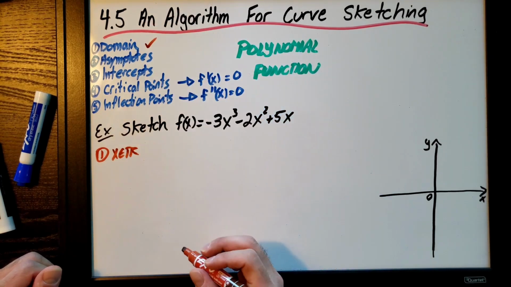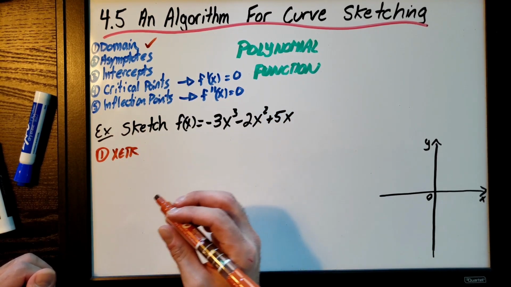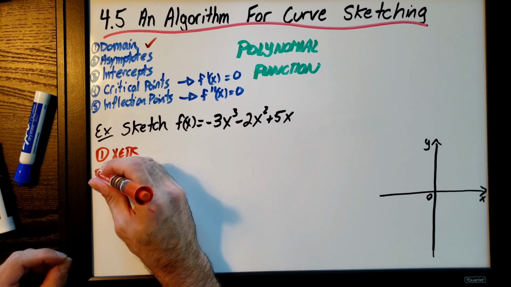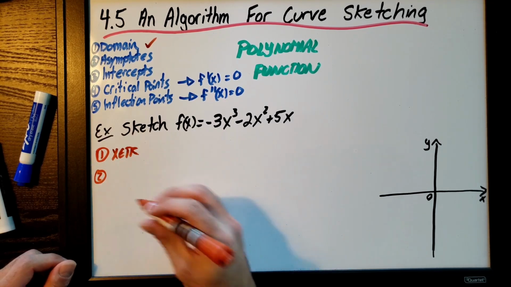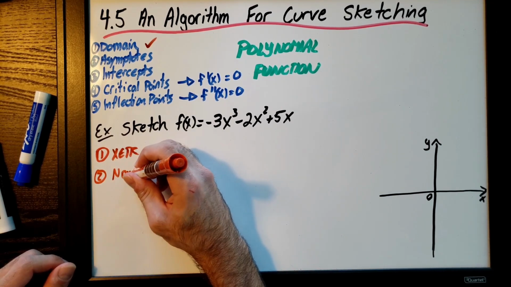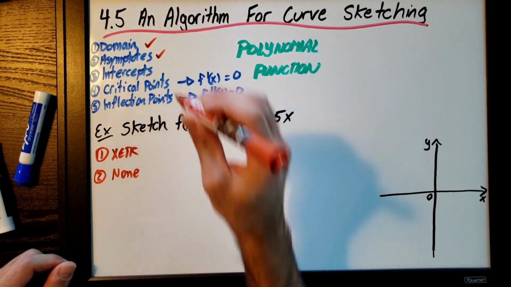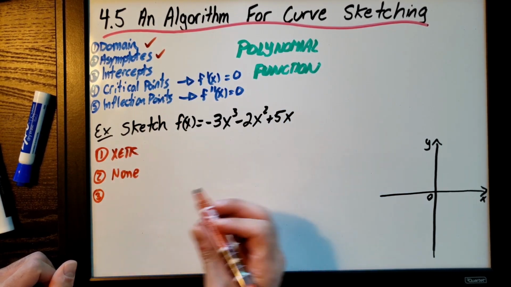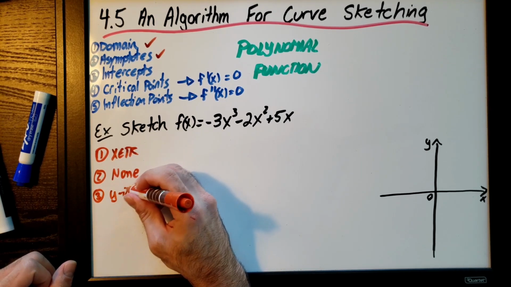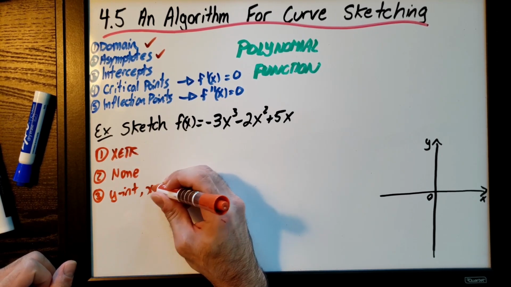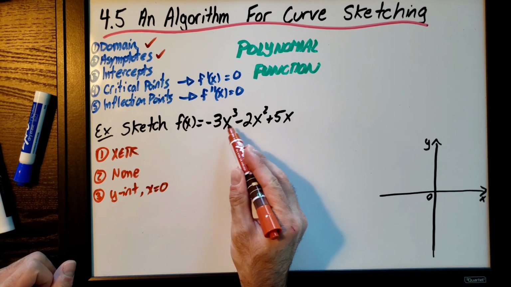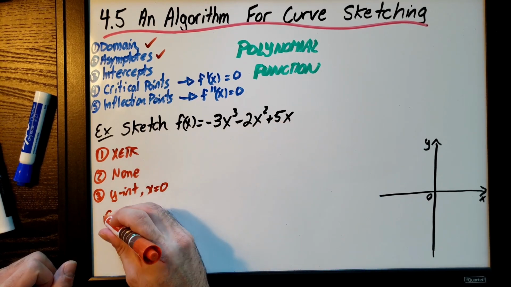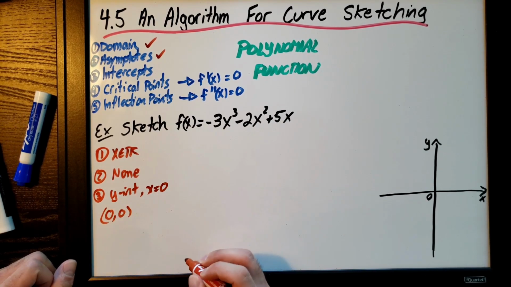Domain done. Okay, now asymptotes. What asymptotes do I have in a polynomial function? None. Amazing. My favorite answer. Okay, now 3 intercepts. I'm going to find the y-intercept, because that's when x equals 0. If I plug in 0 into this function, my y-intercept is (0, 0).